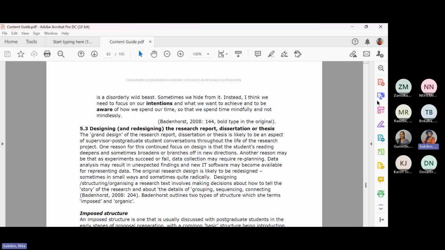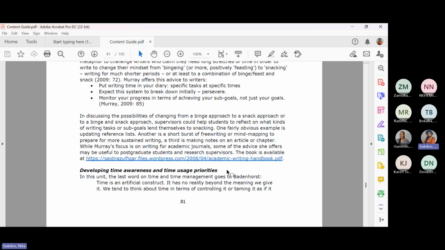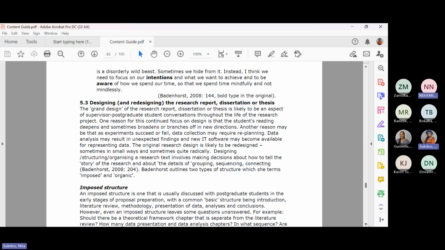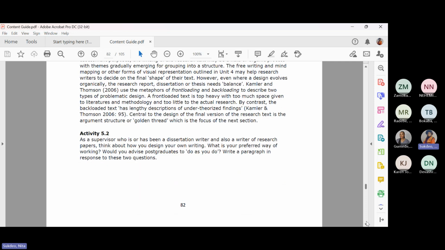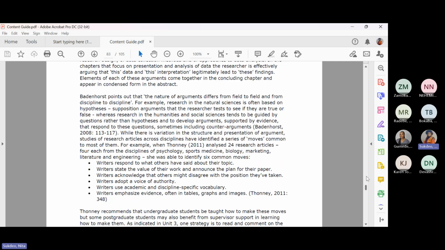Then we spoke about time allocation, giving the students timelines so that they don't fall behind because you have a specific time frame in which to finish a qualification, and if you don't set out these deadlines and timelines, then the student is going to fall behind. And then I showed you specific structures that you can use or put in place.